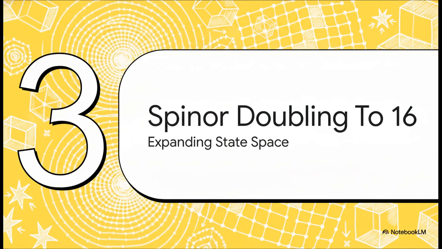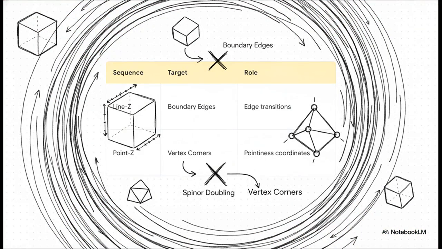Now, for section 4, spinor doubling to 16, where we drastically expand our geometric state space. As the spiral pattern completes a full 720-degree rotation in what's called the second loop, we apply spinor doubling to those axes we just built. We essentially track 2 separate geometric features simultaneously. The line Z sequences track the physical boundary edges, while the point Z sequences track the vertex corners, or, the pointiness coordinates.